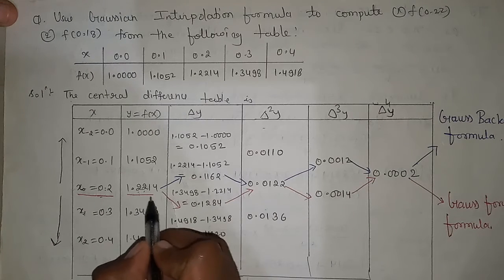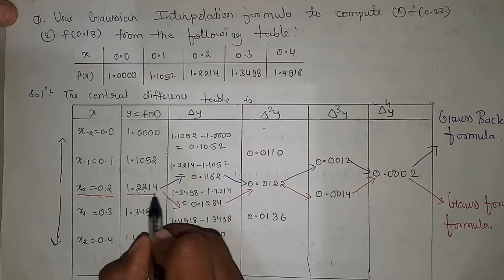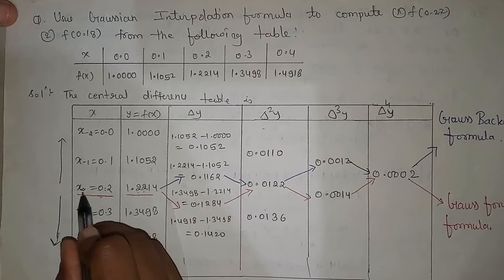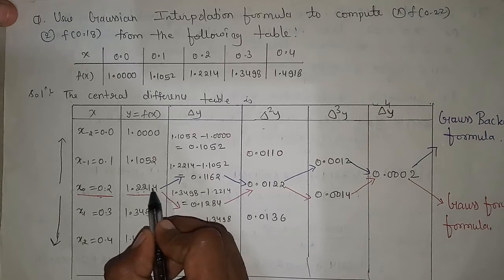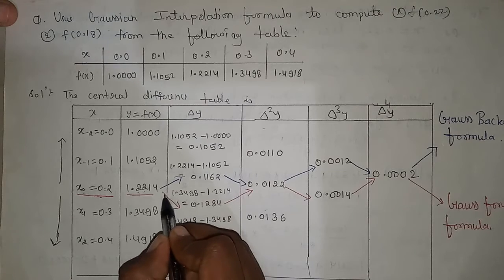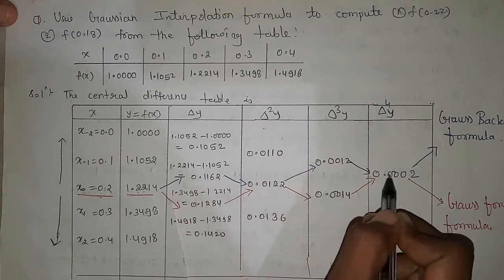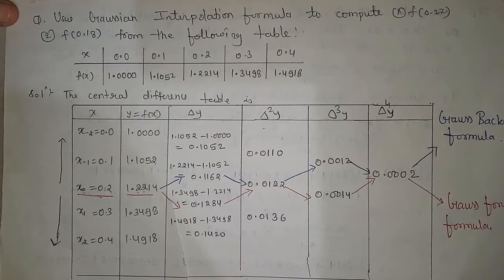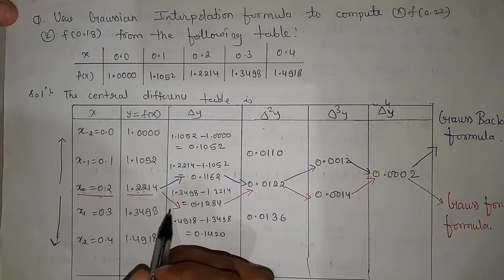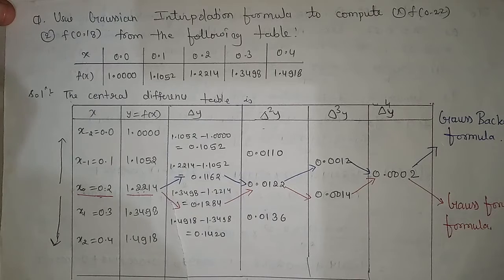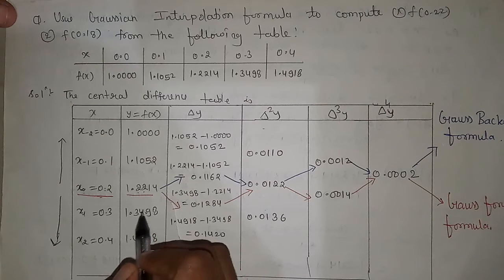So here what we are doing, we are underlining x0 and y0. After that we will move in a downward direction, then upward, then downward, then upward. So these will be the values for the Gauss forward formula. Actually this is nothing but the values which are in the formula only. So in the table we are seeing these values in this way.